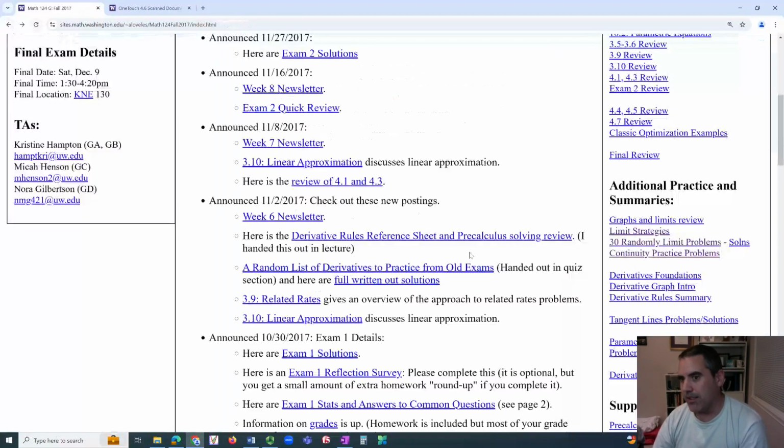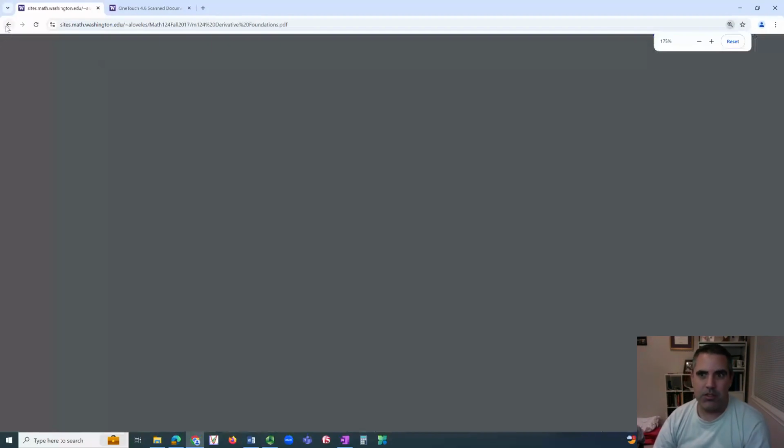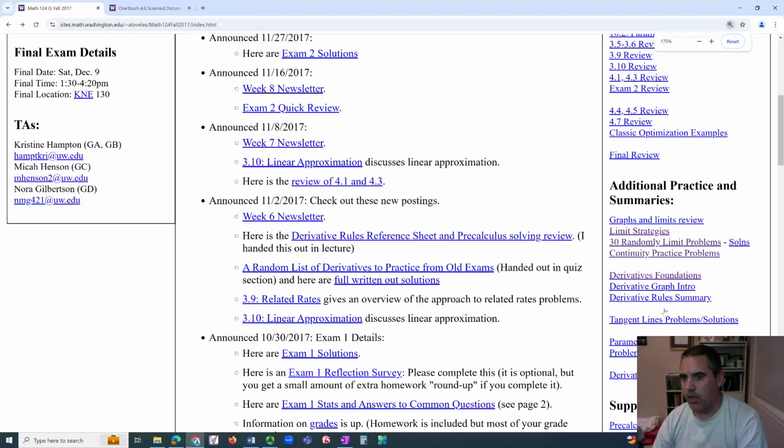Your job when you're studying is to figure out where your issues are, and then you can go to my page here. Derivative foundations. All of this here is on the right. Tangent line problems.